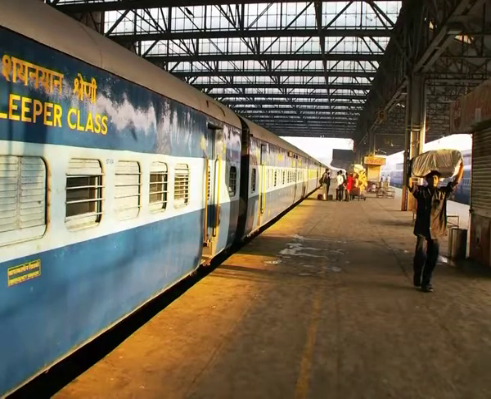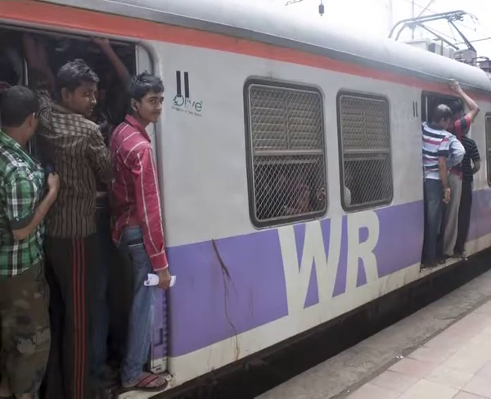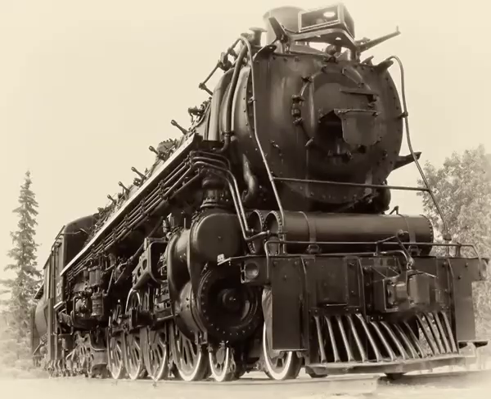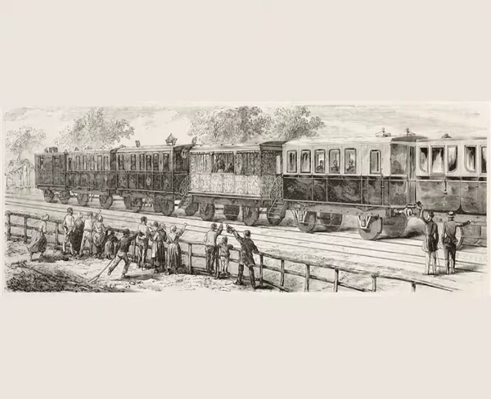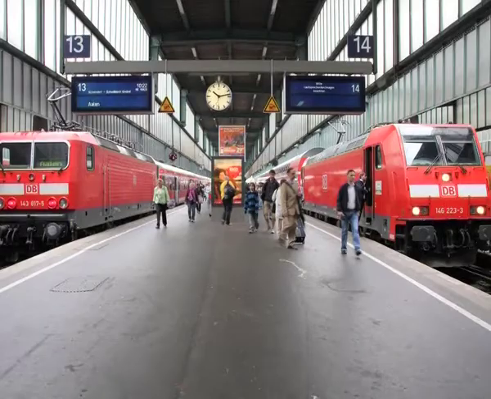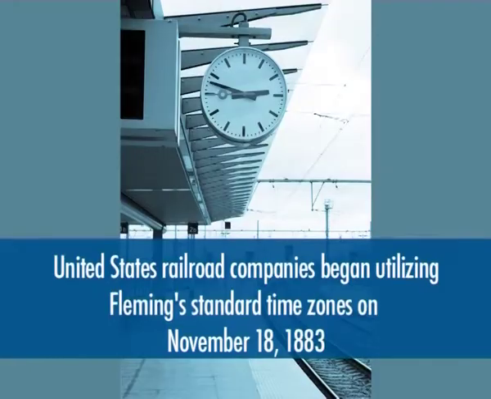However, once railroads began to operate and move people rapidly across great distances, time became much more critical. In the early years of the railroads, the schedules were very confusing because each stop was based on a different local time. The standardization of time was essential to efficient operation of railroads. United States railroad companies began utilizing Fleming's standard time zones on November 18, 1883.